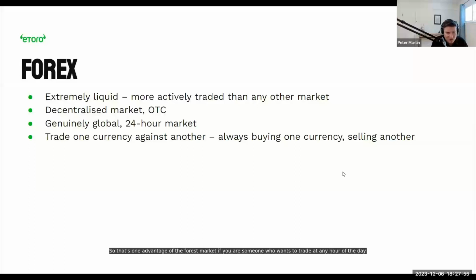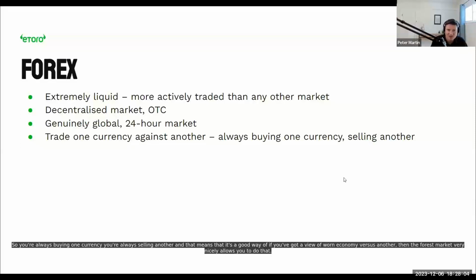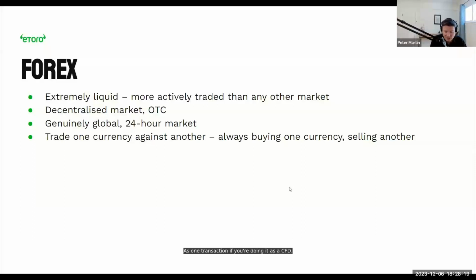If you are someone who wants to trade at any hour of the day, then the Forex market will offer that to you. The way it works is you're trading one currency against another. So you're always buying one currency, you're always selling another. And that means that if you've got a view of one economy versus another, the Forex market very nicely allows you to do that as one transaction if you're doing it as a CFD.